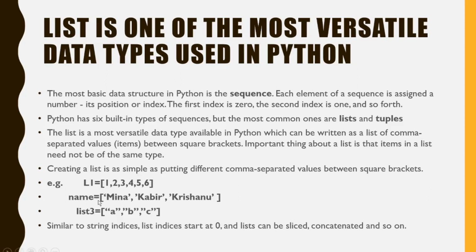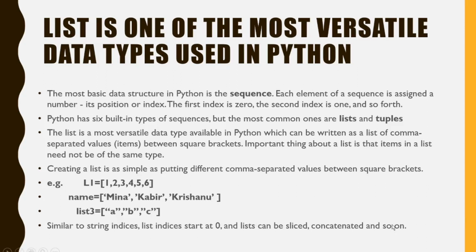Similarly, the second one, you can see name equal to Meena, Kabir, Krishanu. So there are 3 items in this list of character type, that is string type. The third one has only one character, although Python doesn't support character data type, so it will be considered as string. Similar to string indices, list indices also start at 0, and a list can be sliced, concatenated, and so on.